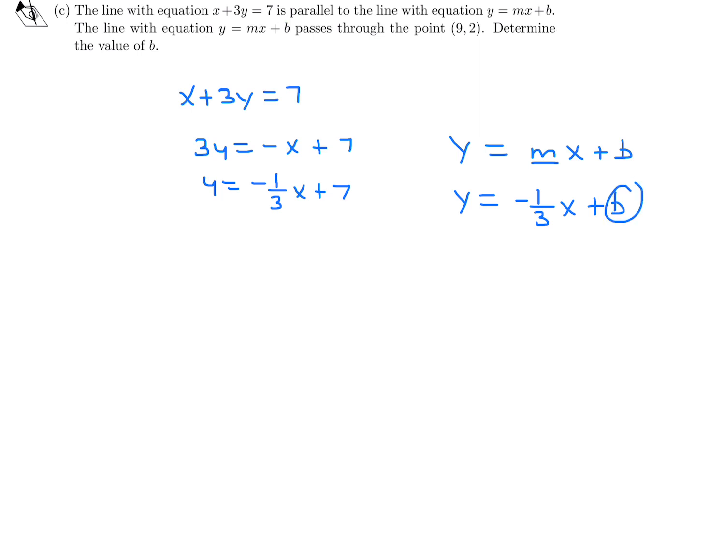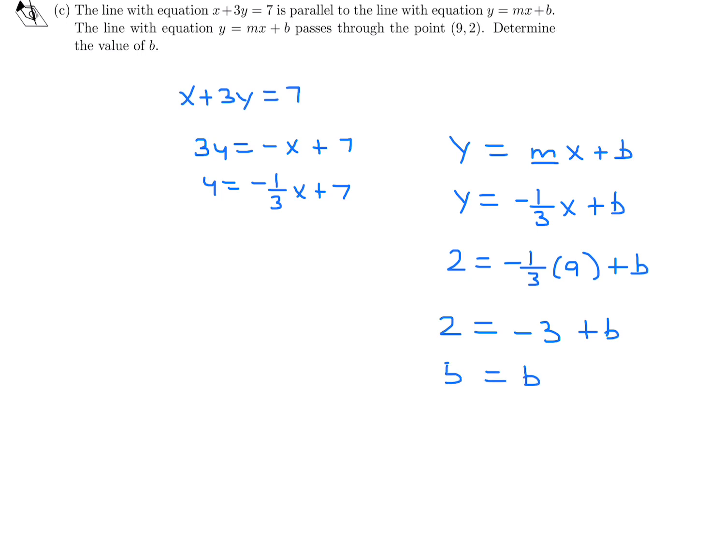Now we have to figure out b, but we have been given a point, so we can sub that in. When x is 9, y is 2. So sub in those values and solve for b. This becomes 9 divided by 3 is 3, minus 3. So it looks like b is equal to 2 plus 3, which is 5.